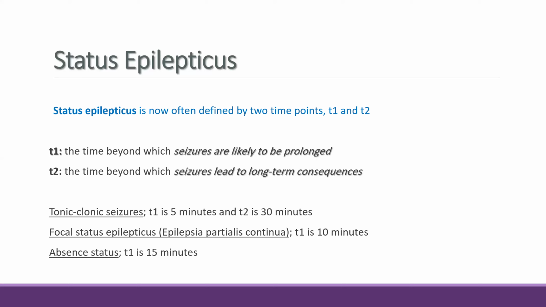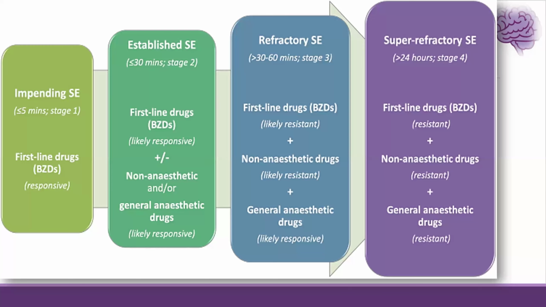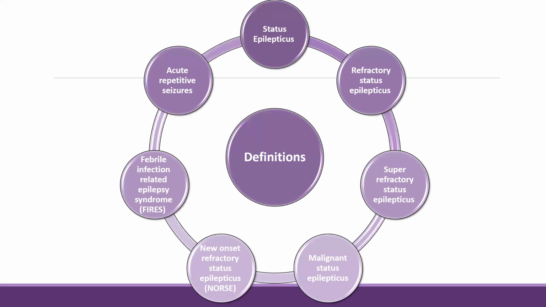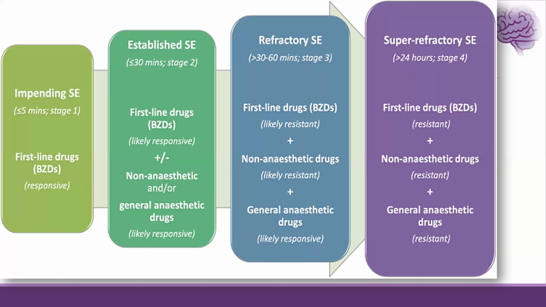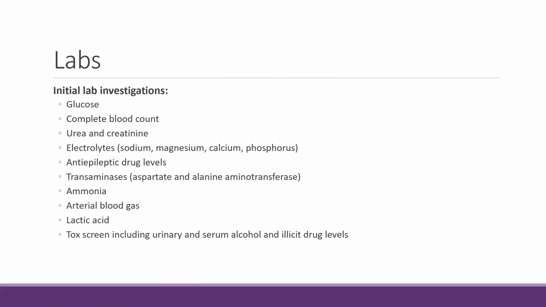For focal aware seizure, the new terminology for what was called previously epilepsia partialis continua, focal status epilepticus T1 is 10 minutes, and for the absence, 15 minutes. We have a lot of definitions regarding status epilepticus. We have impending status epilepticus, meaning in less than 5 minutes. We have established status epilepticus when we have already started the first line benzodiazepine. The refractory status epilepticus is when it is after starting the second line therapy.